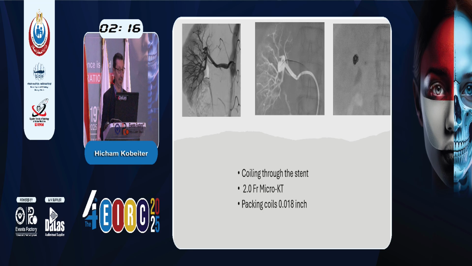Normally it's not supposed to be able to cross through the stent, but we crossed and put a small microcatheter, and we packed coil. Here's a final control showing that we did keep these collaterals and embolize the main part of the aneurysm, so this patient didn't have any more pain.